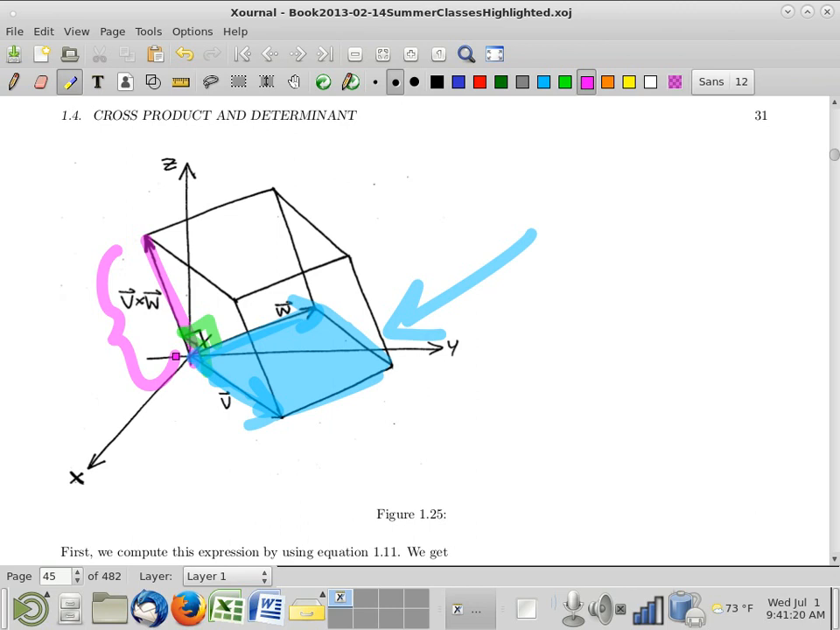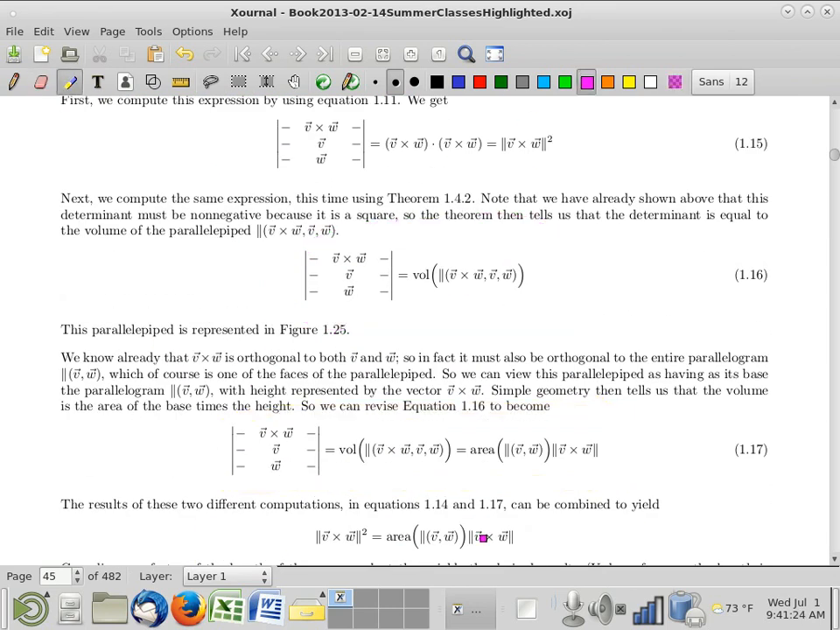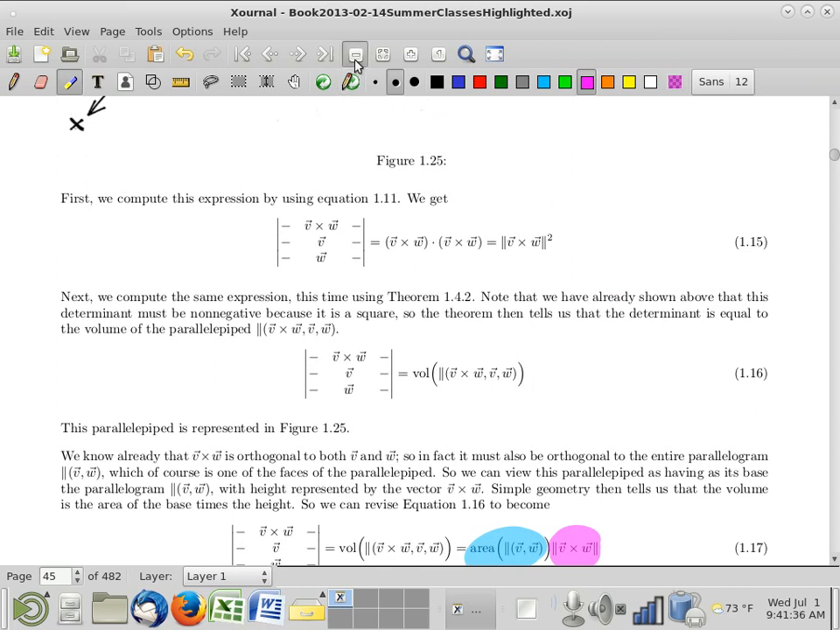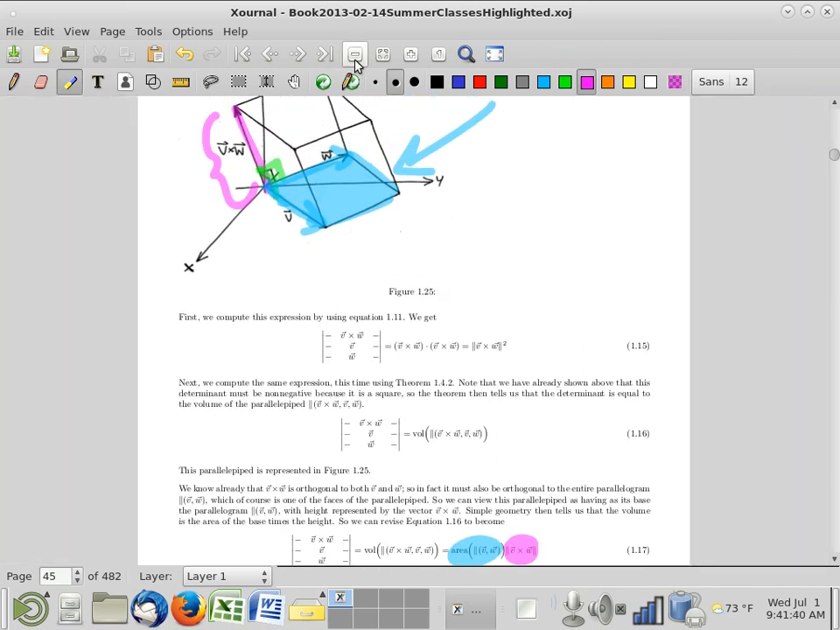So let's write that down. And here it is. The area of the base, what I have in blue, times the height, which is the length of that cross product. Let's see if I can get this both on the page. No, not quite. I'll zoom out a notch. There we go. So this volume is the area of the base times the height, which is the magnitude of that cross product vector.